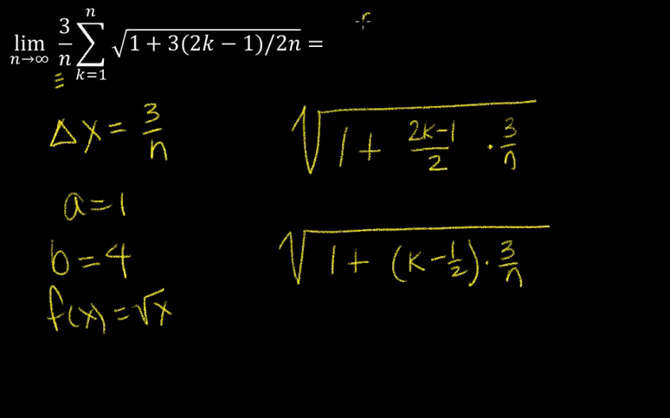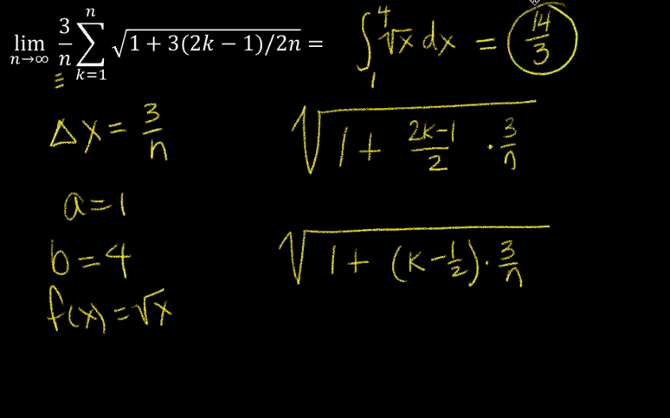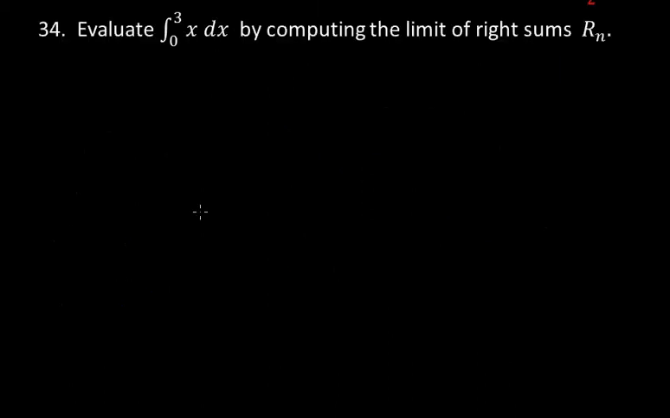And we can evaluate this by recognizing it is the limit of a Riemann sum for the square root of x over the interval from 1 to 4, which if you evaluate it, you will get 14/3. So that's the limit. Notice that's the same integral that we did in example 2 using a left Riemann sum.